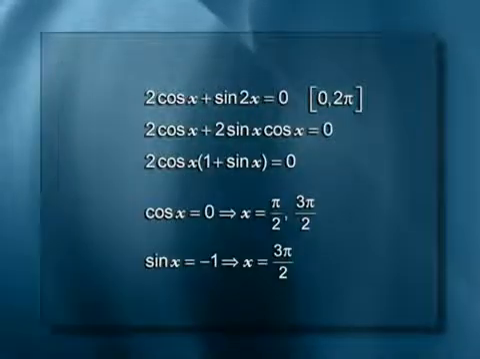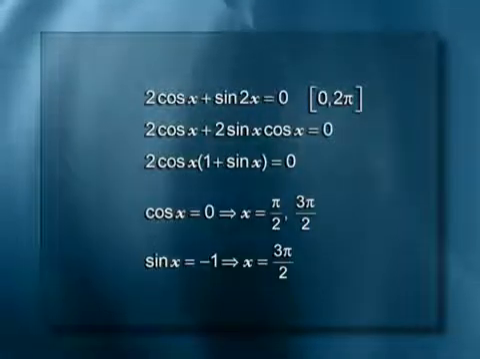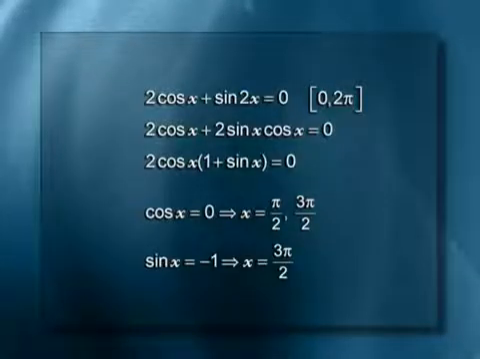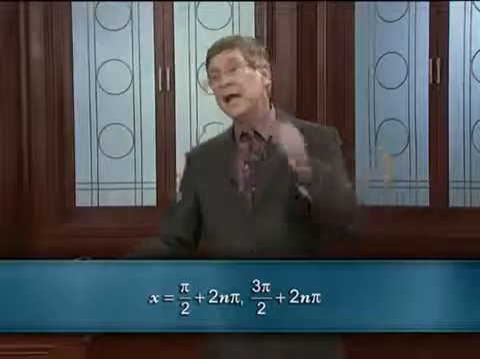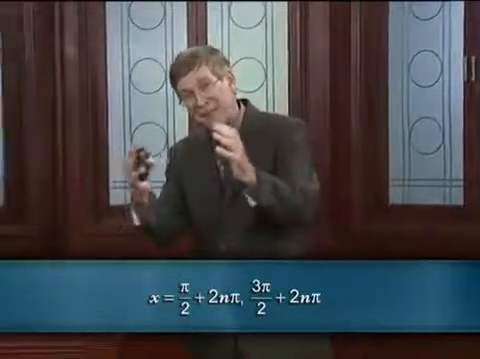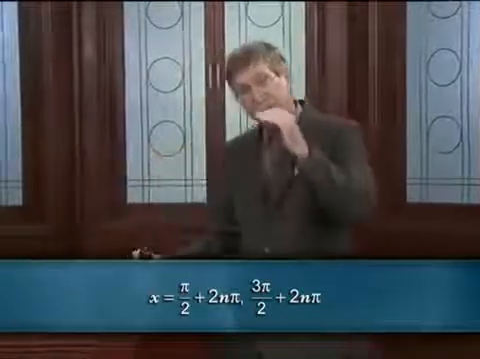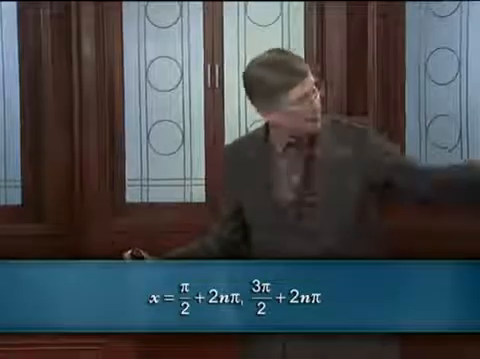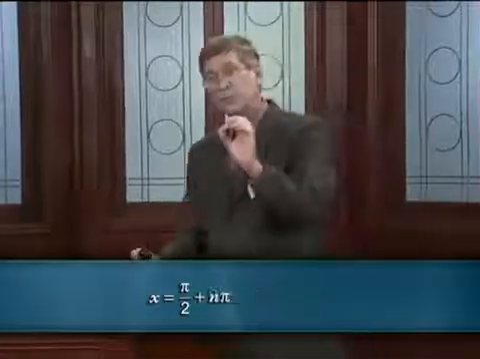If you wanted to write these on the entire real line, you would add multiples of 2 pi, wouldn't you? You'd get pi over 2 plus 2n pi and 3 pi over 2 plus 2n pi. And then you might be very observant and know that you can compactify those two and write the final answer on the entire real line as pi over 2 plus n pi. N here is an integer.